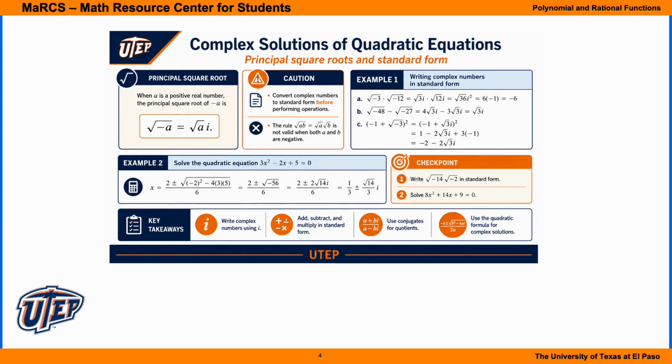So we have the square root of negative 3 times the square root of negative 12. First we convert them into standard form. The square root of negative 3 is equal to the square root of 3 times i, and the square root of negative 12 is equal to the square root of 12 times i. So the square root of 3 times the square root of 12 is equal to the square root of 36, which is equal to 6. Now i times i gives us i squared, and i is equal to the square root of negative 1, so once we square that, we get negative 1. So 6 times negative 1 is equal to negative 6.